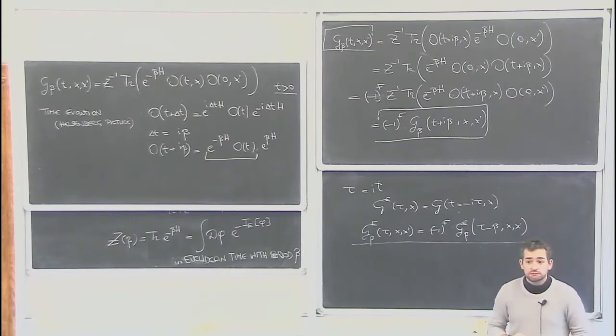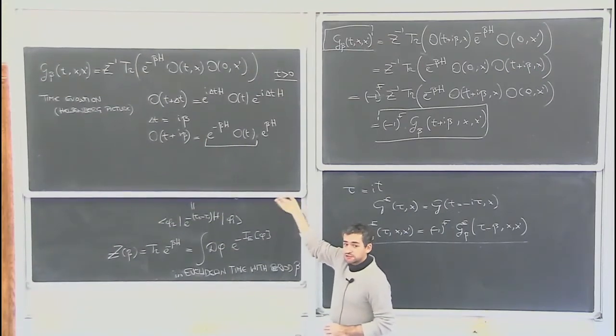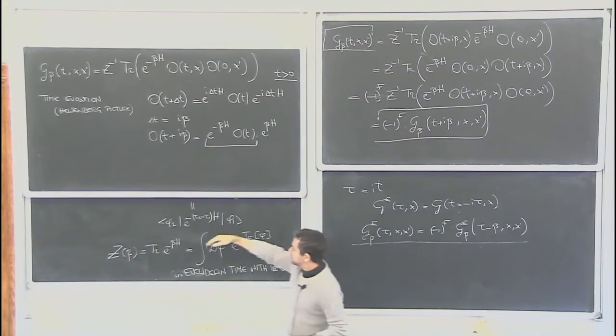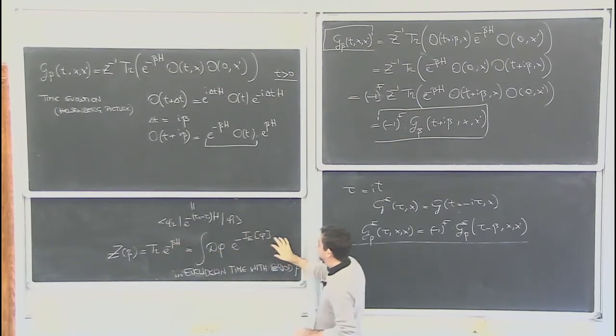Is it clear? Or is there any question? If we want to compute correlation functions like the one we saw above, we just insert operators here in the trace or here in the path integral.